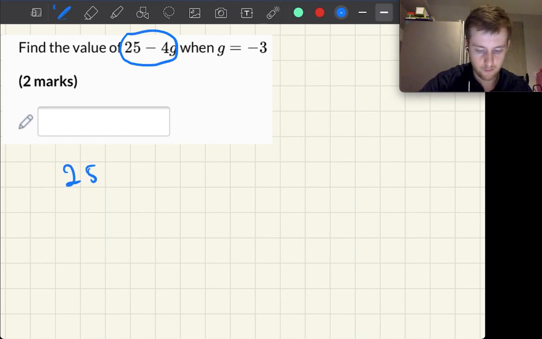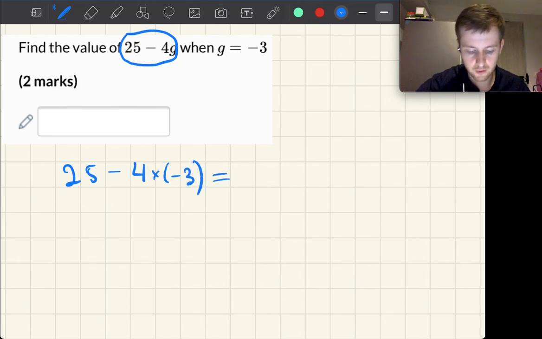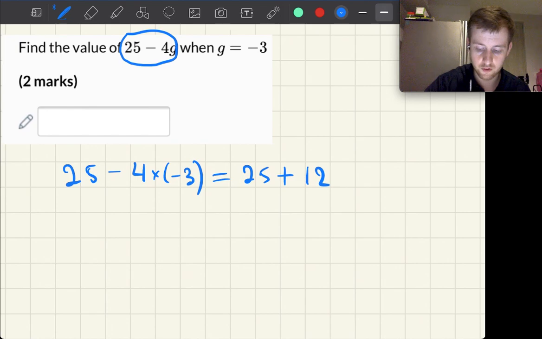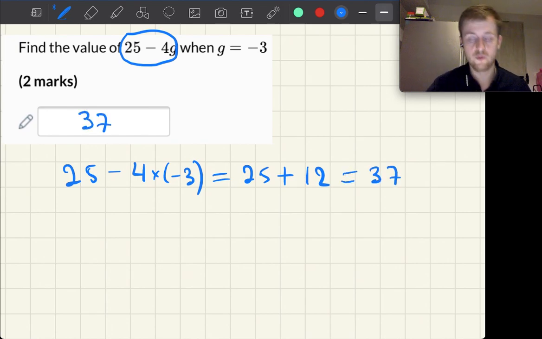So 25 minus 4 times -3 would be equal to 25 plus, actually, 12, you see, because minus and minus gives us the plus, which is equal to 37. So don't get confused by the phrasing of this question. You see, it's still a pretty easy question overall, I would say. So yeah, small, easy topic, substituting values into the formula. I hope you guys understand it, and see you on the next lesson.